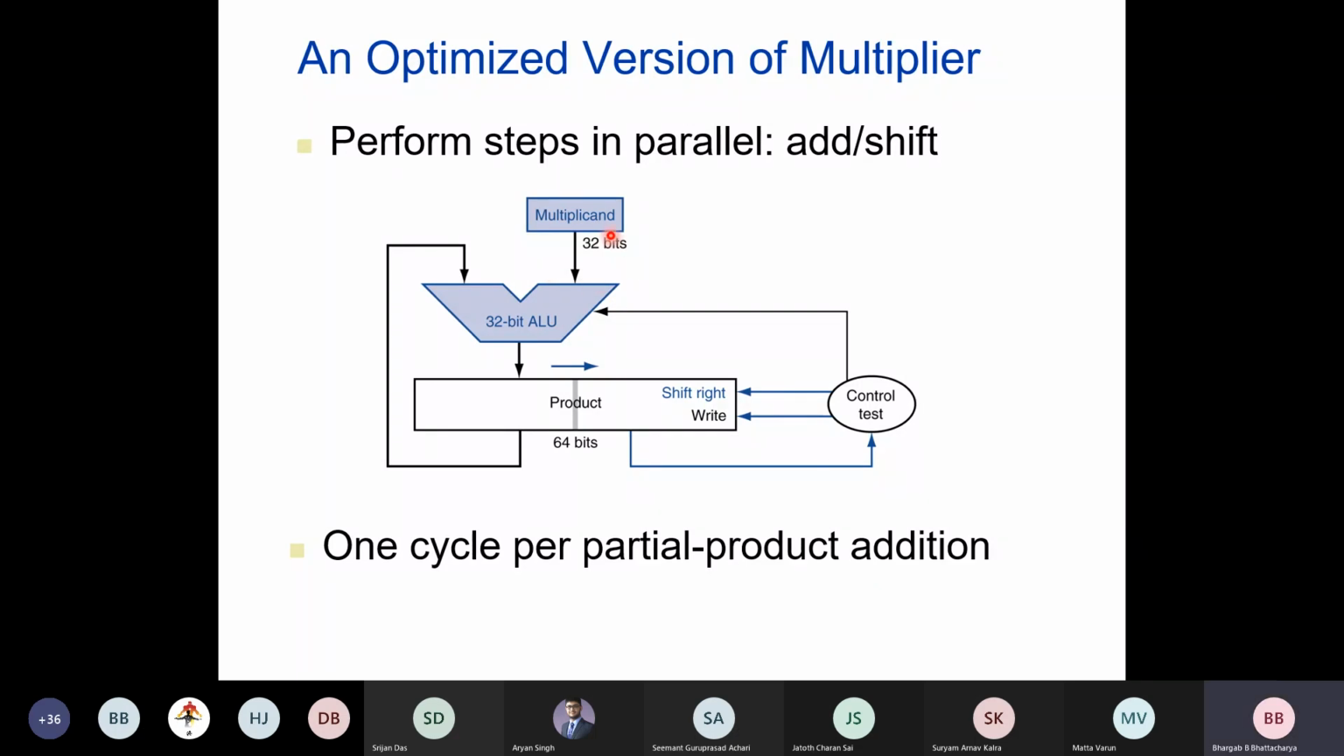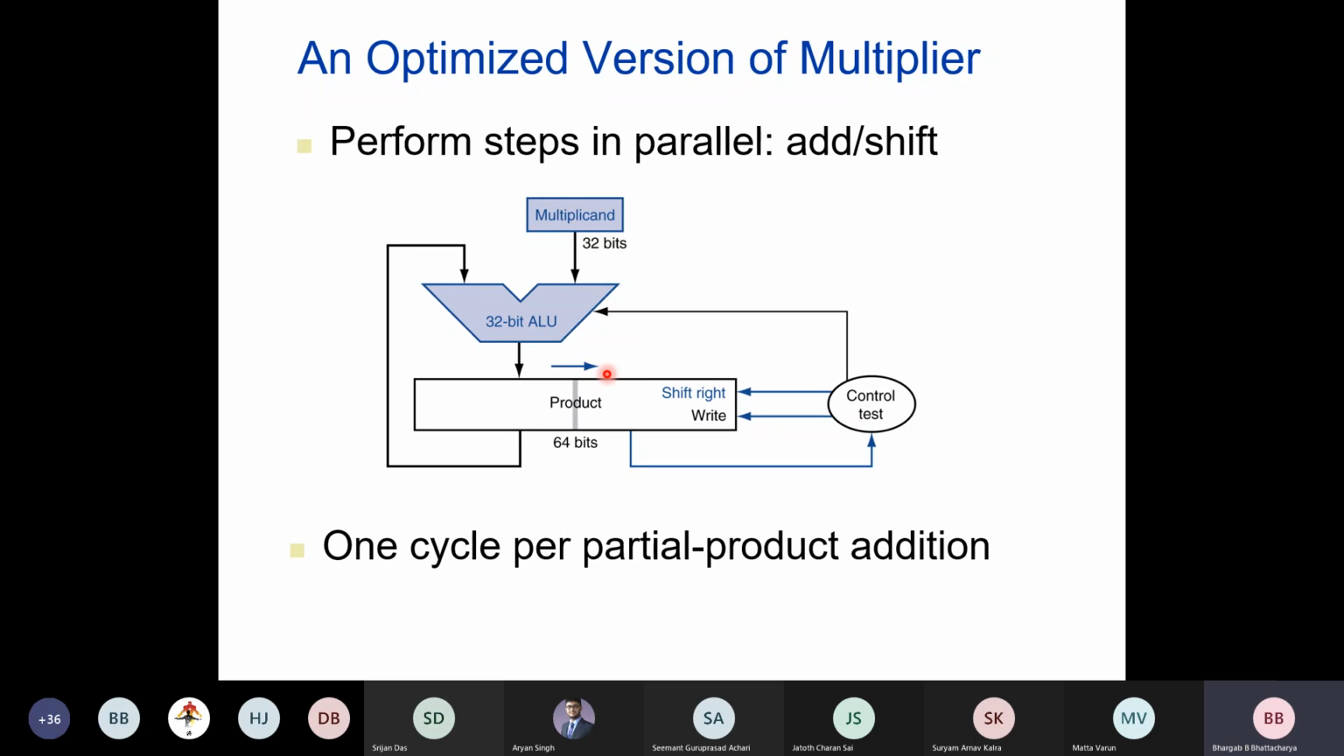Okay, so this is a little bit modified or optimized version of the multiplier. And here, as you can see, this design is a little tricky. You know, this multiplier register is now gone. So what it does is, we use a 32-bit ALU as well as a 32-bit register to save the multiplicand, and this product register is 64-bit.